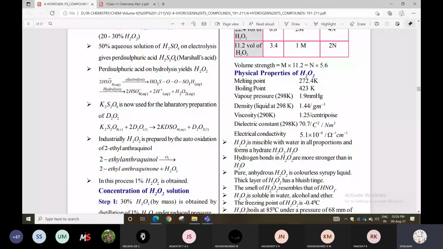The melting point of hydrogen peroxide is given as 272.4 kelvins, and the boiling point is given as 423 kelvins, and even vapor pressure is given, and density also given, and viscosity also given. So those points all you can check. Next one is hydrogen peroxide.